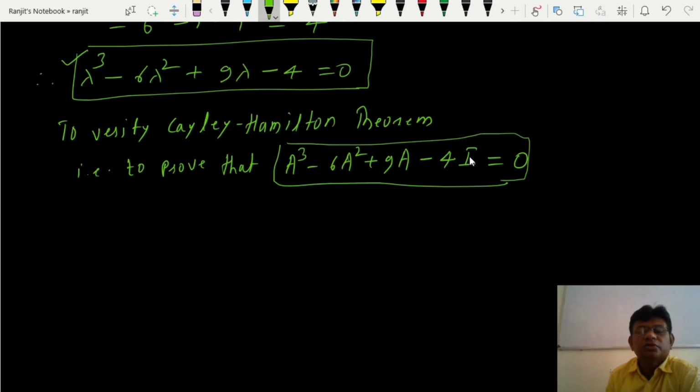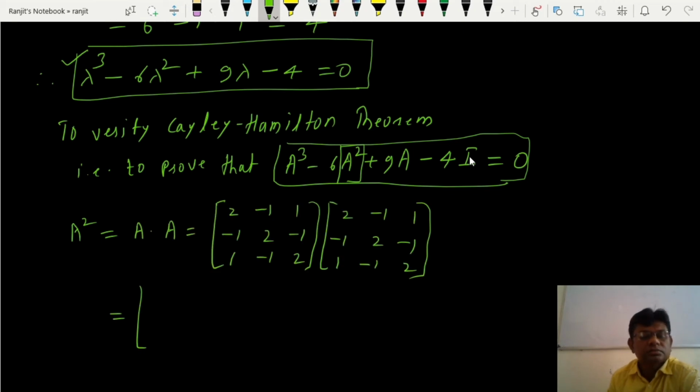For this, first we find A square. So therefore, A square is equal to A times A, A being the given matrix. Now multiplication of these two matrices means first row into first column. Answer is 2 times 2 means 4, minus 1 times minus 1 means plus 1, and plus 1 times 1 means again plus.